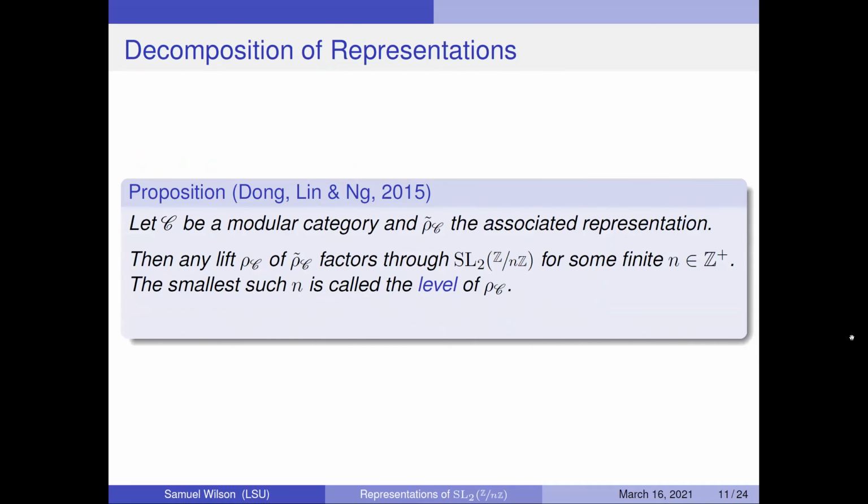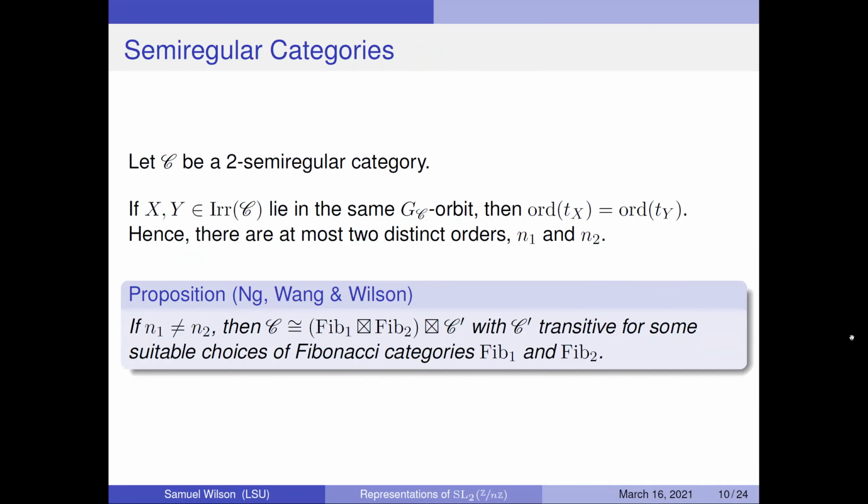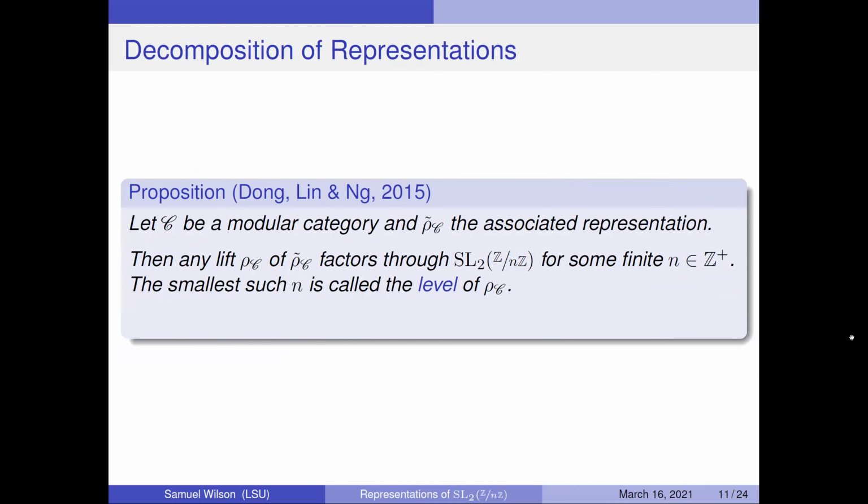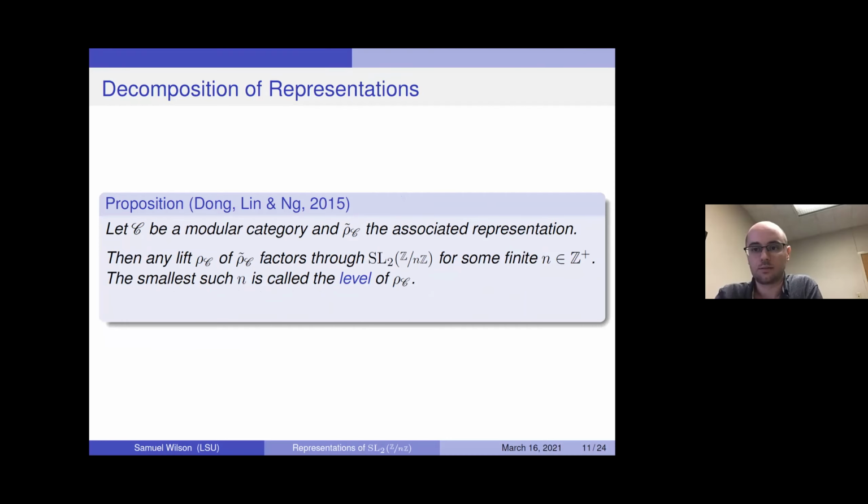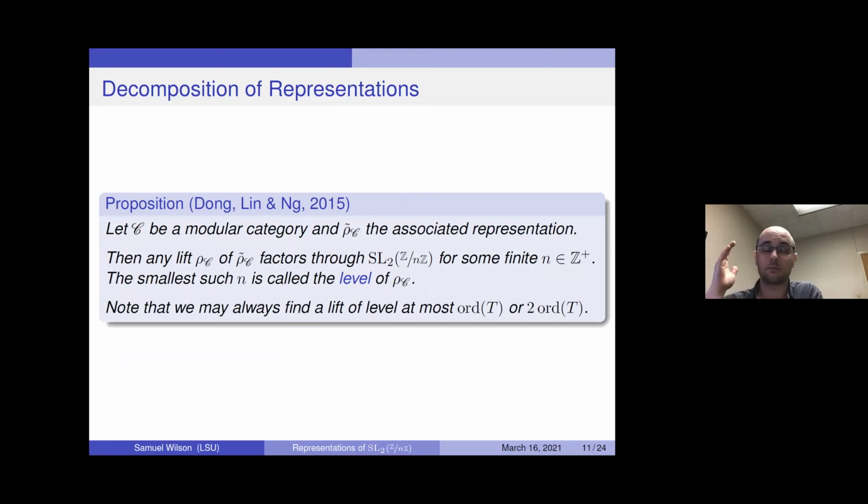So let's talk about how we figured this out, essentially using this fact about the orders of the T matrix. It's very useful to know precisely which kinds of representations we can find for such categories. In particular, if we know the representation, then we can figure out what orders of T we can get. So to construct such a representation, suppose that I'm looking at a particular modular category. Then there's this proposition that any lift of that projective representation factors through SL2 Z mod NZ for a finite n. And we call that n the level of the representation. Okay. And in fact, we can give a precise bound for the level. It only goes up to the order of T or 2 times the order of T. Okay.